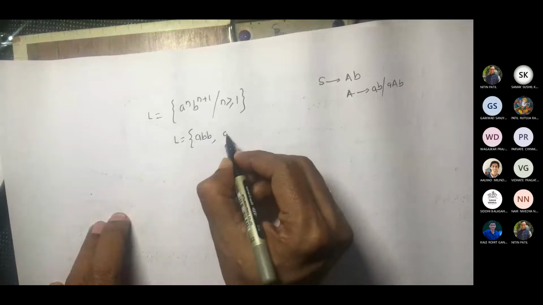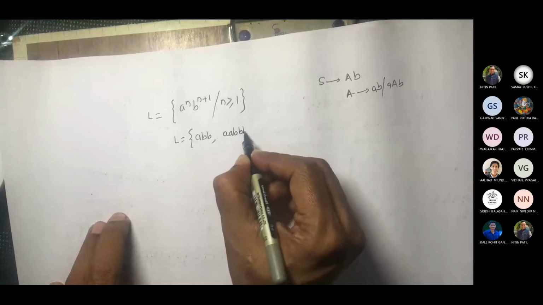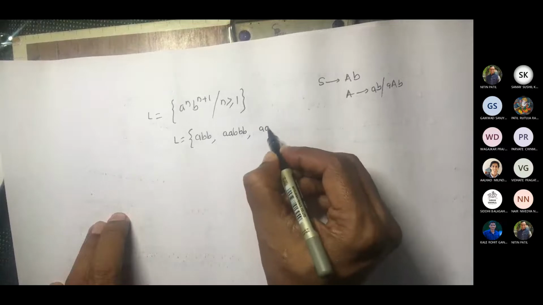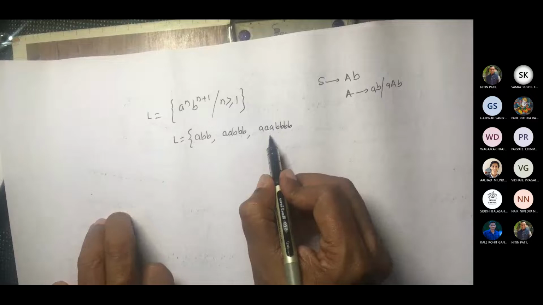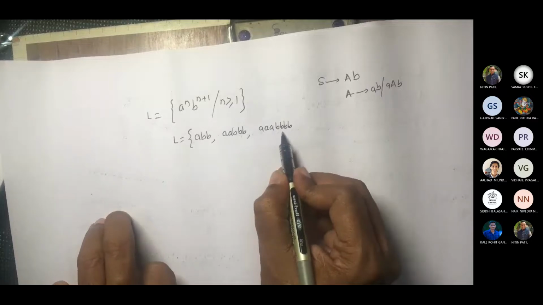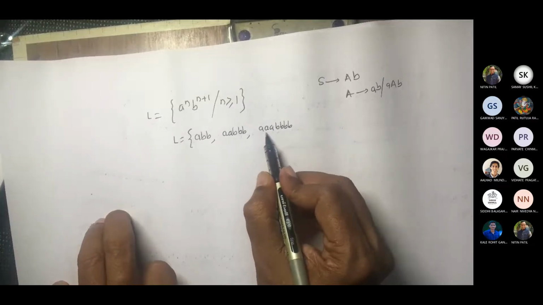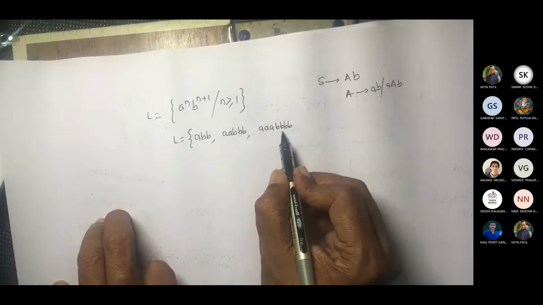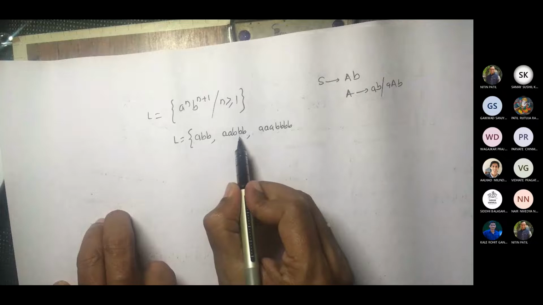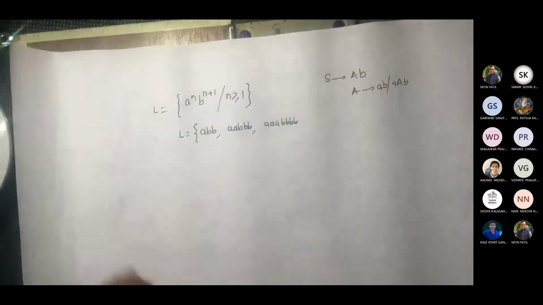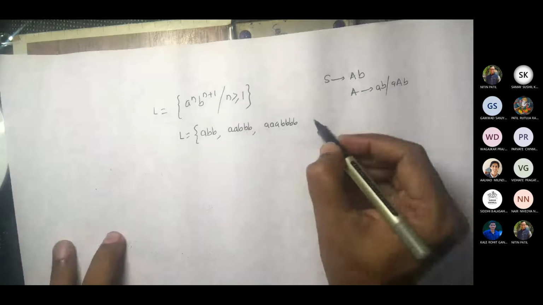ABB, AABBB, AAABBBB. So like the number of A's and number of B's. If the number of A's is 3, then the number of B's would be 4. If the number of A's is 2, the number of B's is 3. So the number of B's would be 1 more than the number of A's. Correct? So this is your language.